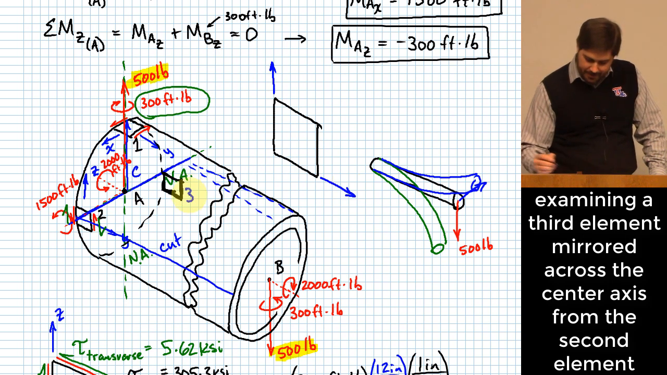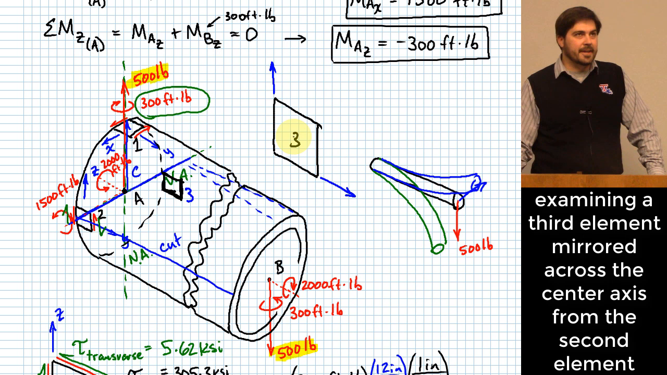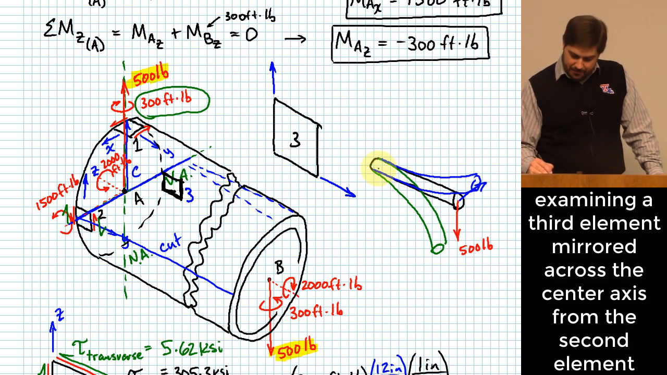Maybe I'll label it 3, right? This is patch 3. Okay, what direction would the forces act on that patch? Let's look at flexure first. Okay. If this end was stretching, then this end should be doing what?